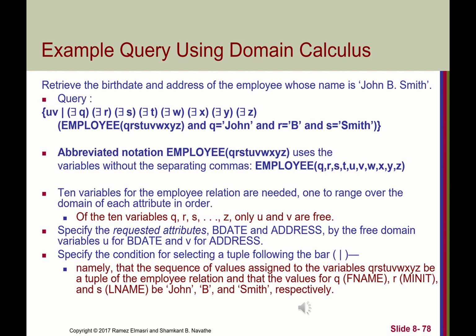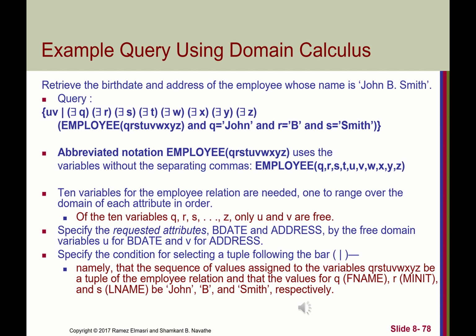This is an example query using domain calculus. Retrieve the birth date and address of the employee whose name is John B. Smith. The abbreviated notation employee(qrstuvwxyz) uses the variables without the separating commas. Ten variables for the employee relation are needed, one to range over the domain of each attribute in order.